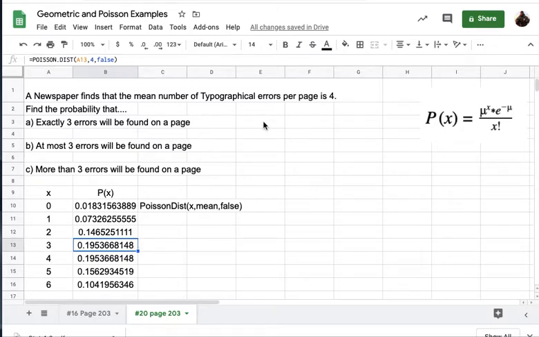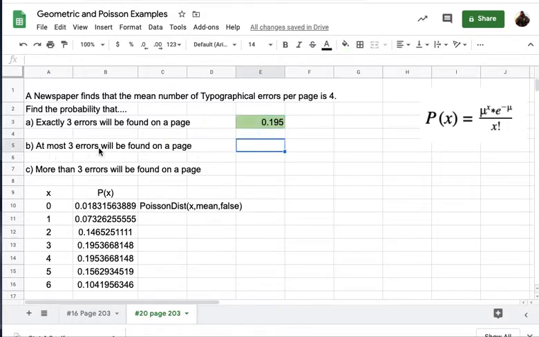0.1195 is the correct answer according to the textbook. So we'll just come up here and we'll type in 0.1195. 5 is our answer. We'll round it off to 3 decimal places. And we'll highlight that in green so we know we got the correct answer there.